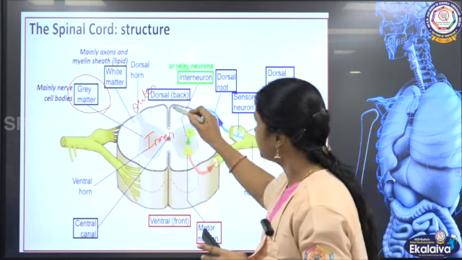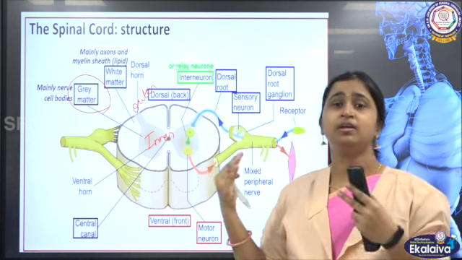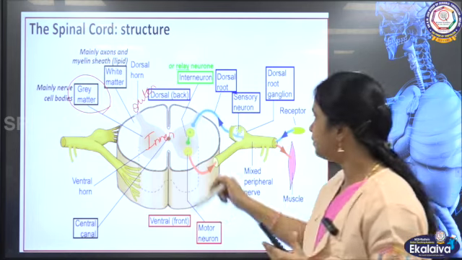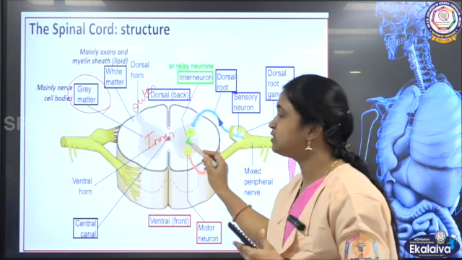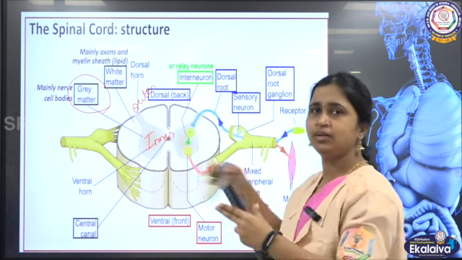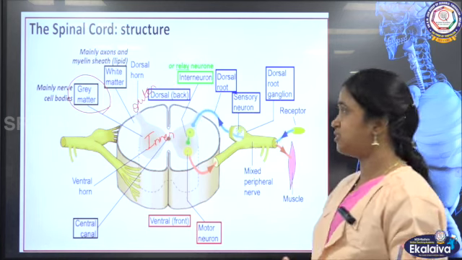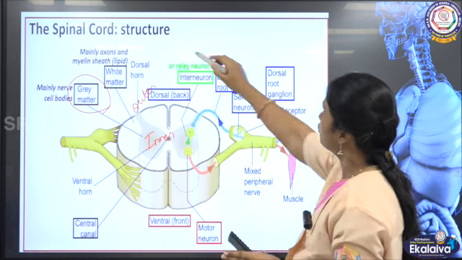In the section, there are dorsal and ventral grooves, like how we have gyri and sulci, the same way we have grooves here, which divide it like this. And then the other nerves connecting to it, like motor nerves, sensory nerves, relay nerves, etc. So this is the structure of the spinal cord.